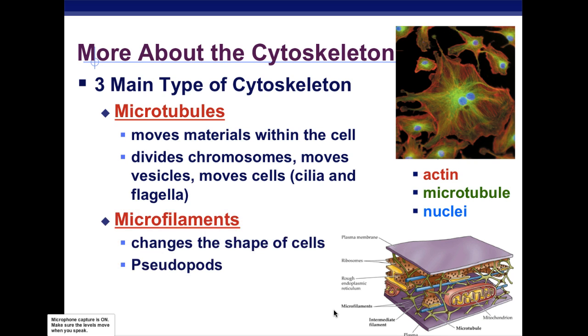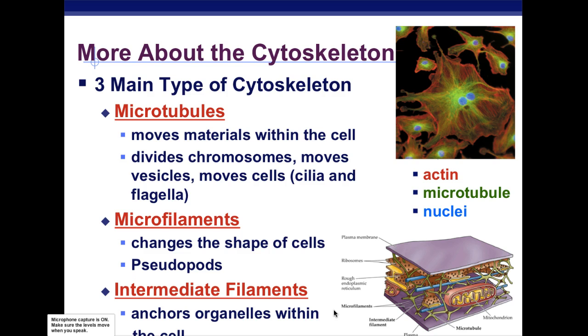Microfilaments, which change the shape of cells and form little structures called pseudopods. And then intermediate filaments, which anchor organelles within the cell. So this is actually what holds the nucleus in place, or other organelles like the mitochondria or chloroplast.